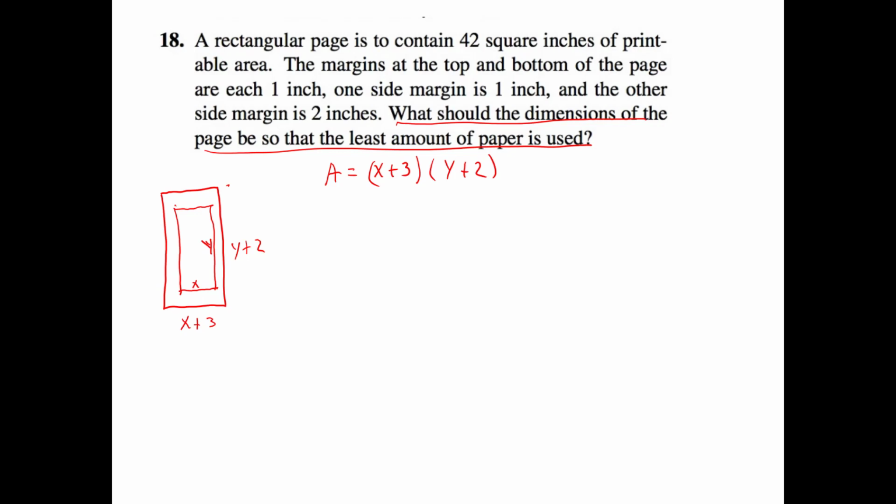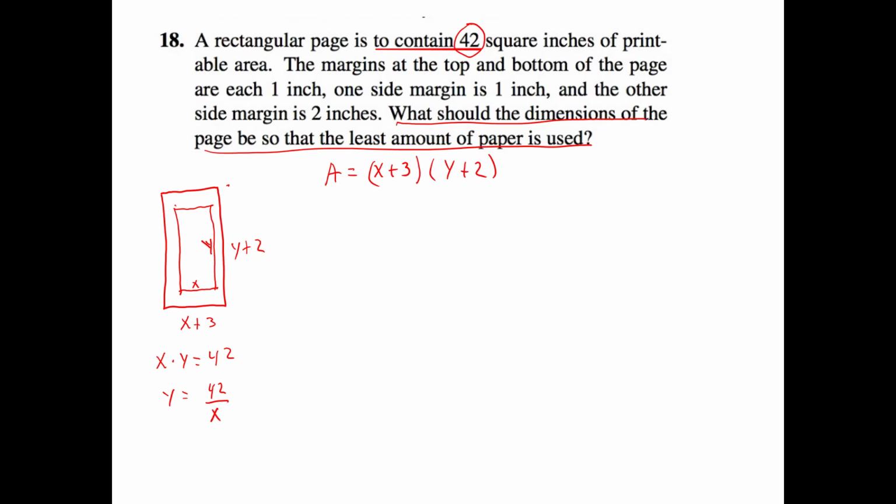Now again, too many variables, and so then we have a constraint that we are to have a total printable area of 42 square inches. That's kind of why I used x and y here, because I knew I was going to relate x and y with that information. So the constraint is that x times y has to equal 42. So now y is equal to 42 divided by x.